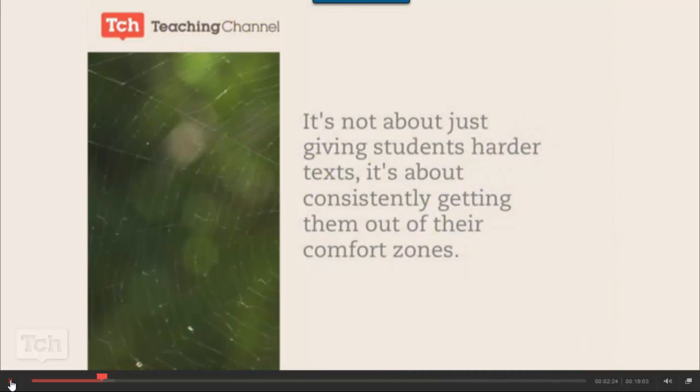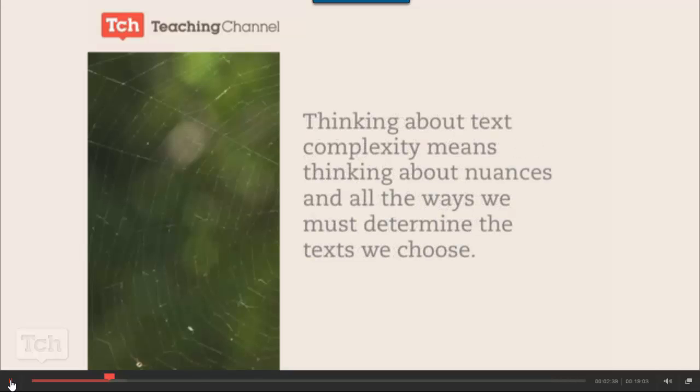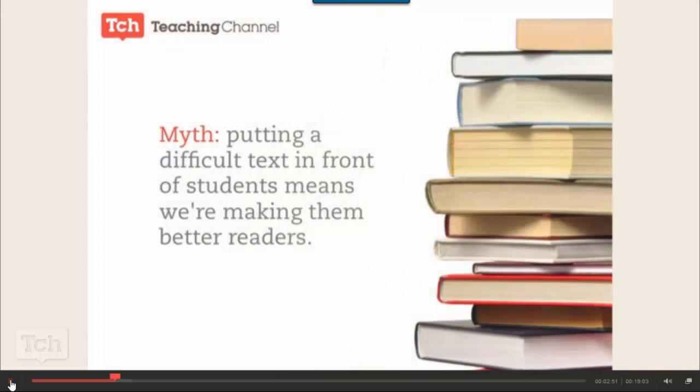And while it is true that we want to make sure that we are constantly challenging our students and constantly giving them something that's just a little bit out of their comfort zone so that they can always be growing in their comprehension, we also need to understand that text complexity is about all of the nuances, the complex ways in which we think about and determine which kinds of text to put in front of our students. And so one of the first myths that we really need to deconstruct here is the idea that just by putting a text that's difficult in front of our students, that's going to make them better readers, because we know that's not true. We know that really it's a lot more nuanced in terms of our approaches.